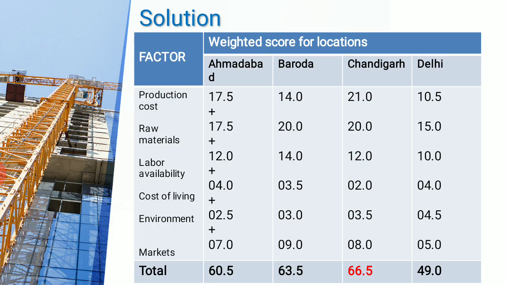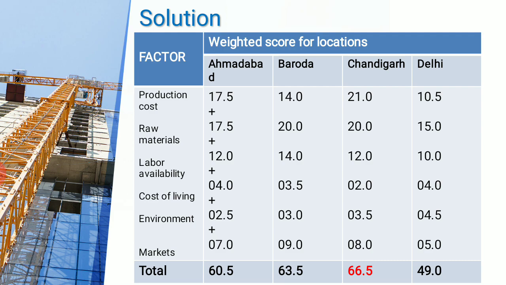Likewise we have created it for each of the factors, and when you add all these scores, we get at the end the total row that I am showing you. In total, Ahmedabad's total is 60.5, Baroda's is 63.5, Chandigarh's is 66.5, and when we add for Delhi, it is 49.0. So very clearly we can say who has attained the maximum score. Which one is the best? Chandigarh is giving you the highest score. That means it is the ideal location for any unit to set up.